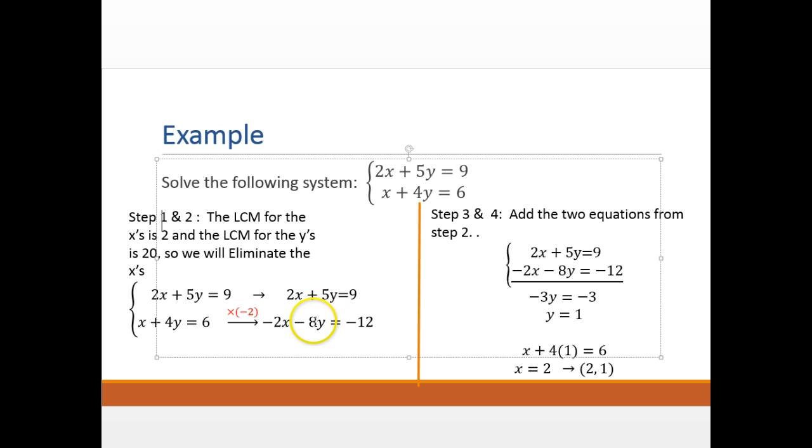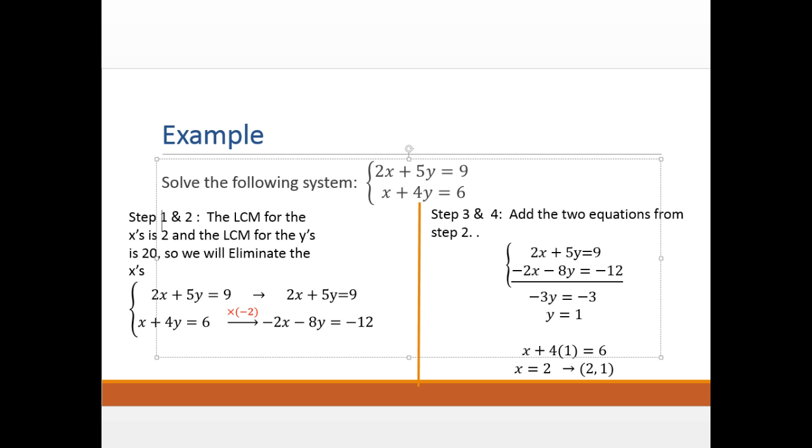I'm now going to line these two equations up and add them together. The reason I want them opposite is that when they add together, they cancel each other out. 2x minus 2x is 0x. 5y minus 8y is negative 3y. 9 minus 12 is negative 3. I now have a very simple equation. Negative 3y equals negative 3, so y is 1. I'm now going to take one of my equations, x plus 4 times 1 equals 6, solve for x, and therefore my final answer is 2, 1, which we already saw before in the prior example using our substitution method.